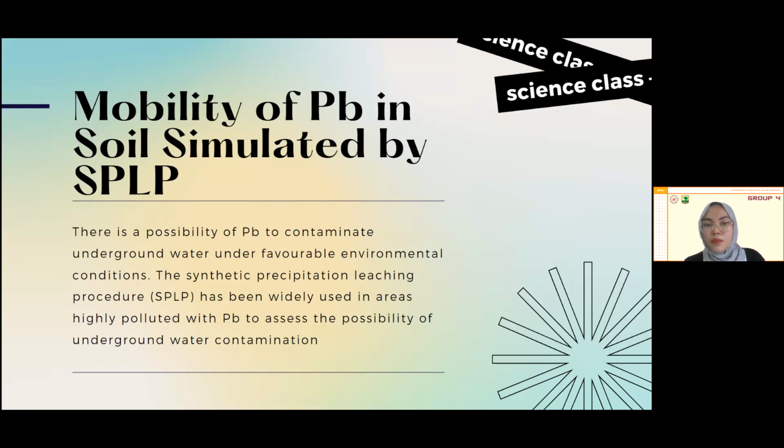This procedure is designed to determine the mobility of both organic and inorganic analytes present in liquids, soils, and wastes. And this SPLP method is designed to evaluate the impact of contaminated soils on groundwater. SPLP has been widely used in areas highly polluted with Pb to assess the possibility of underground water contamination.